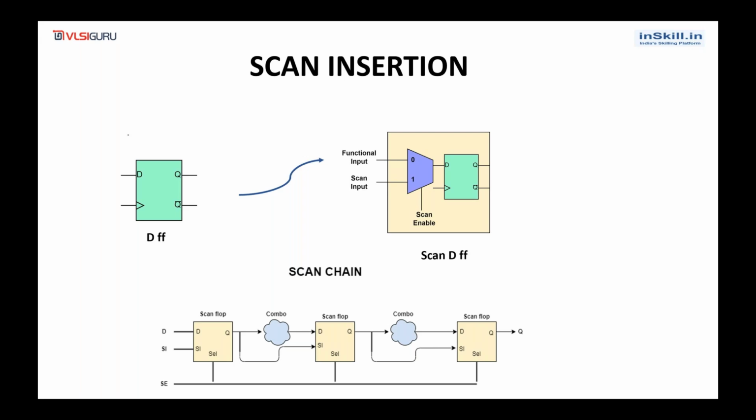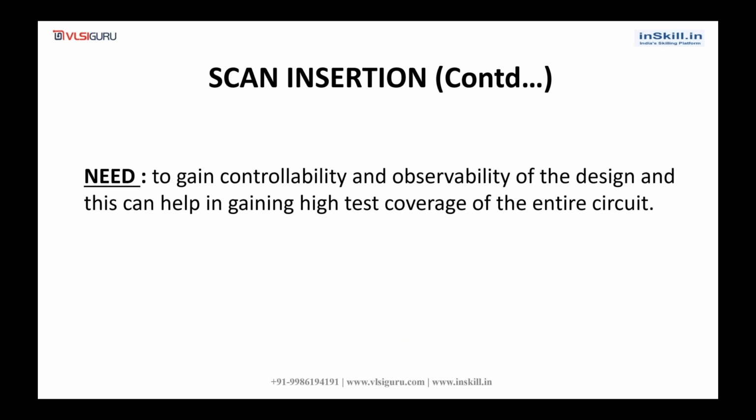Okay. So why do we need to go for scan insertion? Why do we need to convert the normal flop to a scan flop, and why do we need to stitch the scan flops into a scan chain? We are going for scan insertion in order to gain controllability and observability of the design. Which means, in order to easily control and observe our design, we will be going for scan insertion. So that is the need of scan insertion.